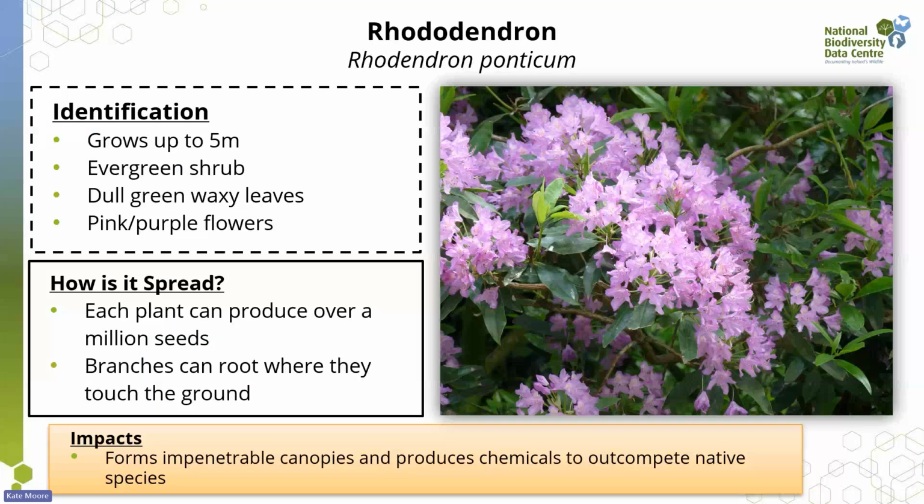Another invasive species that you may be familiar with would be rhododendron, and this is mainly associated with woodlands and sometimes found on bogs, and some people may also have it in their garden. This is a large shrub that grows up to 5 meters. It's evergreen and it has dull green waxy leaves, and it produces these really nice pink purple flowers. Each plant can produce over 1 million seeds, and the branches can root when they make contact with the ground. It's a very problematic plant which forms dense canopies that shade out our native species, and it also produces chemicals so that nothing else can grow around it.